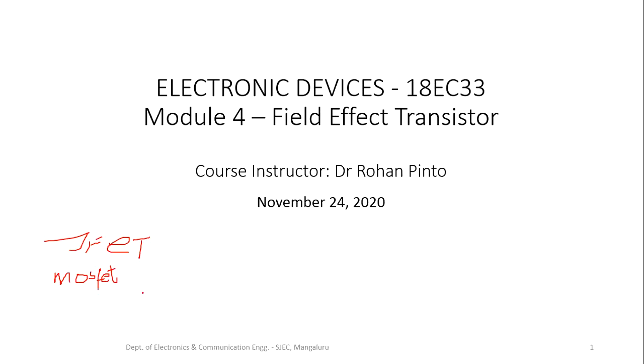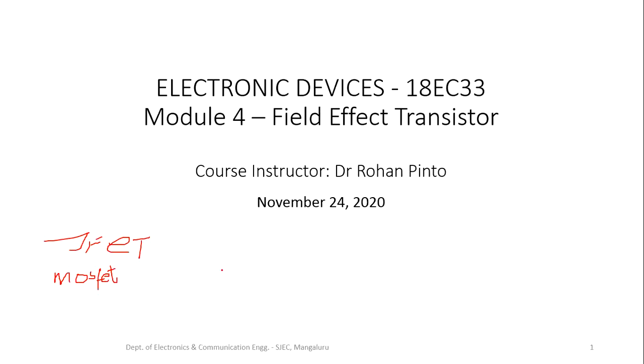The term field effect is due to the fact that a depletion region is formed in the channel of the FET as a result of the voltage applied at one of the terminals, that is the gate terminal. We all know that the BJT is a current controlled device. When a current is applied to the base terminal, current flows through the collector terminal. Whereas the FET is a voltage controlled device. When a voltage is applied to the gate terminal, current flows through the drain terminal into the channel.